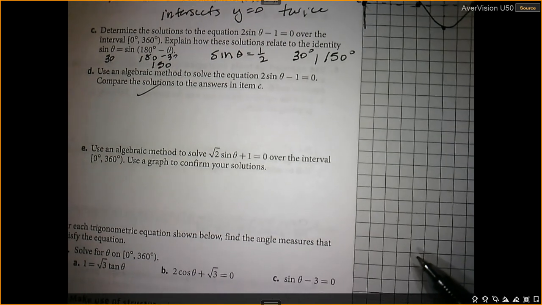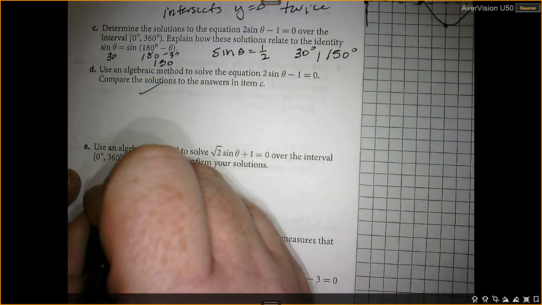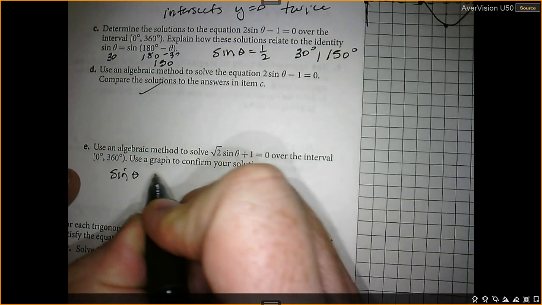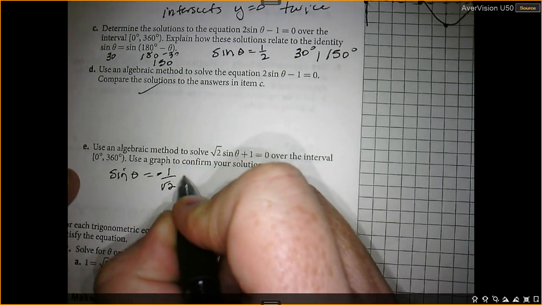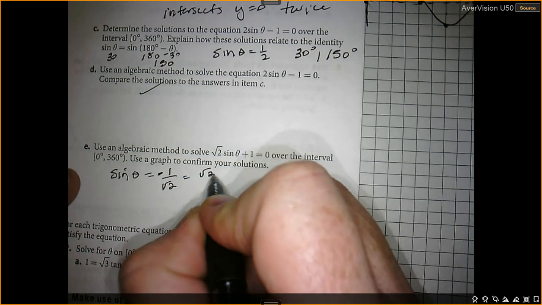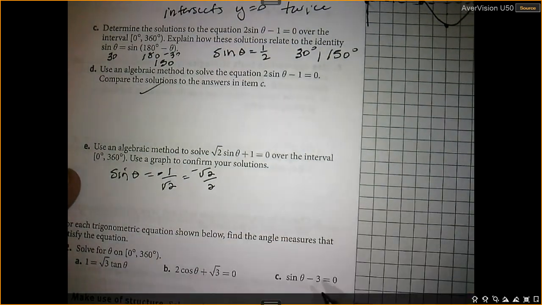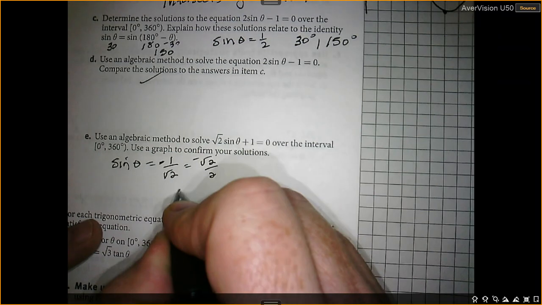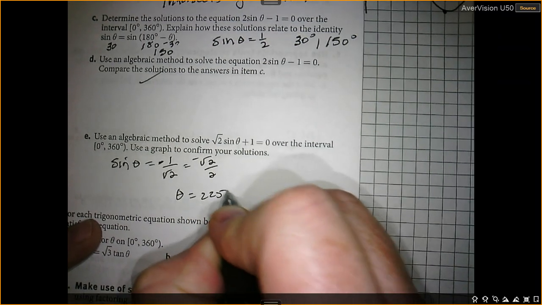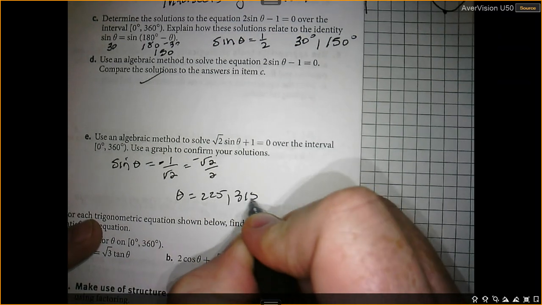D is repetitive. Okay, E, same thing. If you work this out, you'll get sine theta equals negative 1 over square root of 2. If you rationalize the denominator, you'll get negative square root of 2 over 2. So where on the unit circle is sine negative square root of 2 over 2? Well, that's at 225 and 315.